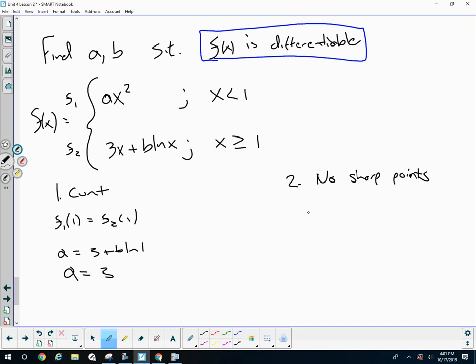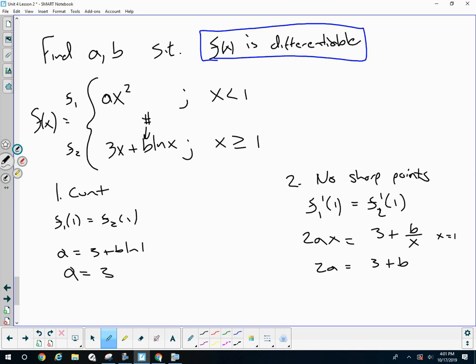I need to make sure that the derivatives of f little 1 and f little 2 at 1 also equal each other. I get 2ax. I get 3 plus, okay, this is just a number. Since it's just a number, I do not have to use the product rule. B log x has a derivative b over x. This I could plug 1 into because I'm trying to find the tangent slope generator at 1. And I know what a is equal to. Turns out b is the same as a, just for this situation.